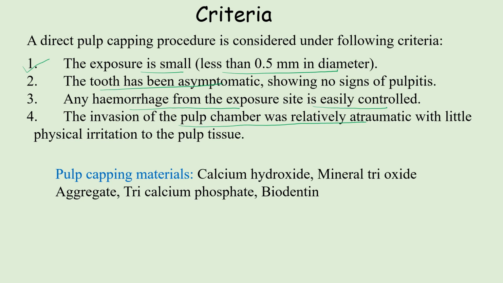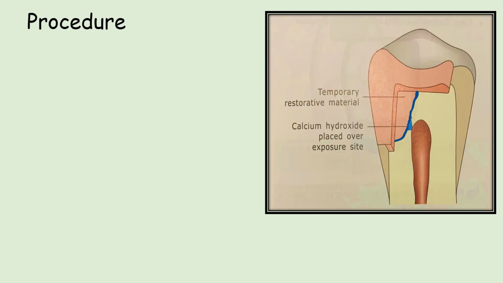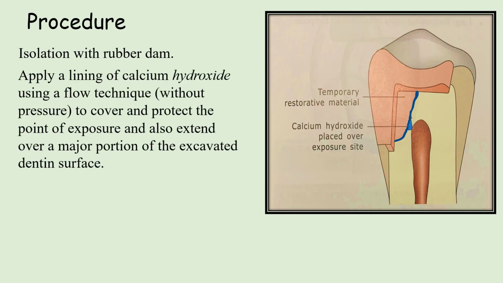Now, what are the popular pulp capping materials that we use? Calcium hydroxide, mineral trioxide aggregate, tricalcium phosphate, or biodentine. Coming to the procedure, the first step is to isolate with rubber dam so that we can achieve a clean, uncontaminated operating field. Then we apply a lining of calcium hydroxide using a flow technique, that means without any pressure, to cover and protect the point of exposure and also extend over a major portion of the excavated dentine surface.